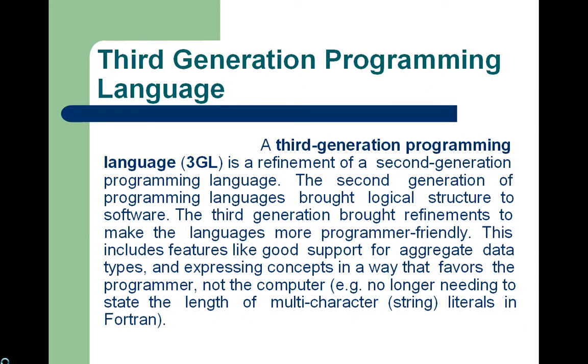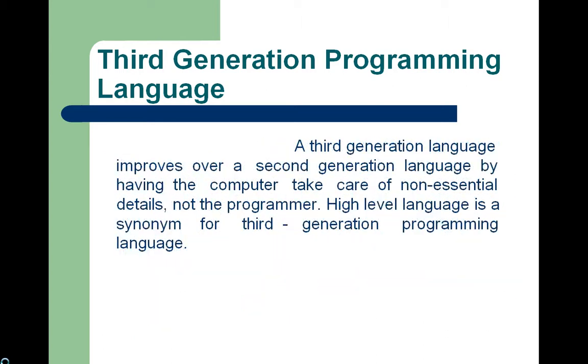Third generation programming languages. A third generation programming language is a refinement of a second generation programming language. The second generation of programming languages brought logical structure to software. A third generation language improves over a second generation language by having the computer take care of non-essential details, not the programmer.